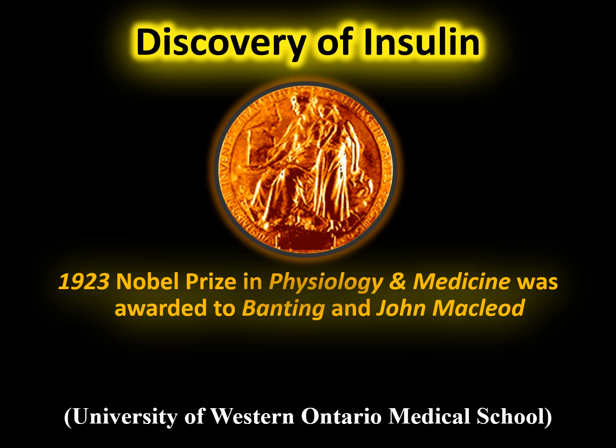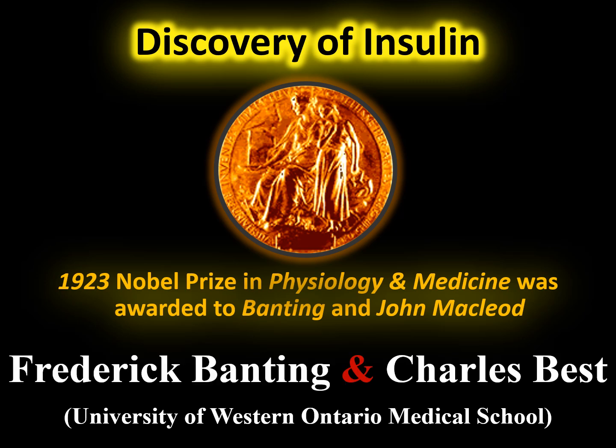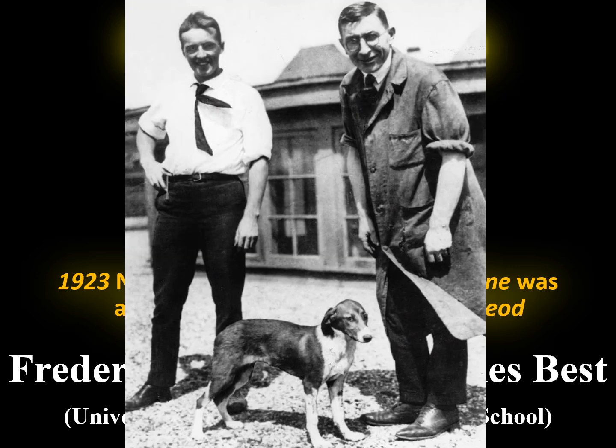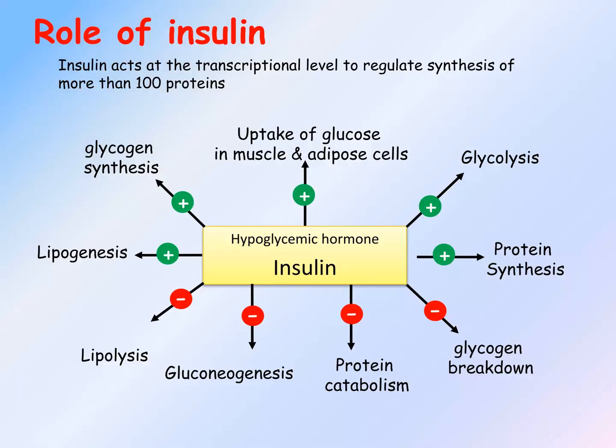In this slide, I just want to give some information regarding the discovery of insulin. In 1923, the Nobel Prize in Physiology and Medicine was awarded to Banting and John Macleod. So Frederick Banting and Charles Best are the persons who discovered insulin. Next, role of insulin. They'll be asking this for a 5 mark question.